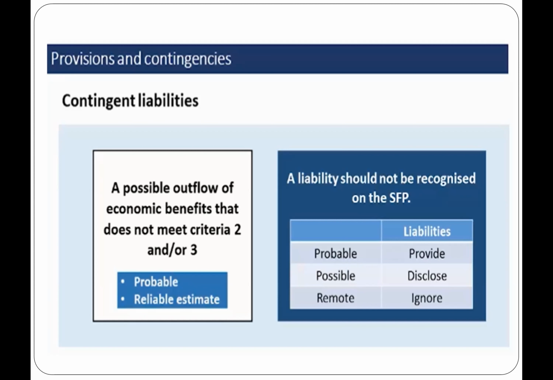If it is remote, there's no need for us to talk about something that may not happen. So if something is remote, then you need to ignore it. You don't need to create a provision. You don't need to disclose anything. You just leave it as it is. But if it is possible, perhaps between 10% and 50%, it means you need to make a disclosure note. But the 10% is not a provision of the standard. It's up to you as the accountant to determine what is possible and what is not. So that's as far as the contingent liability is concerned.